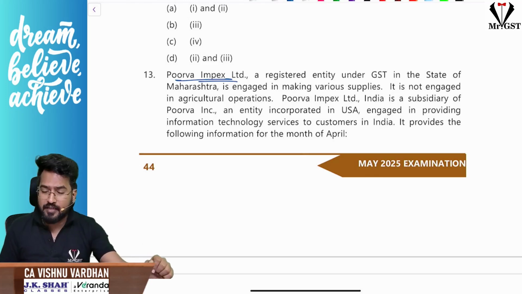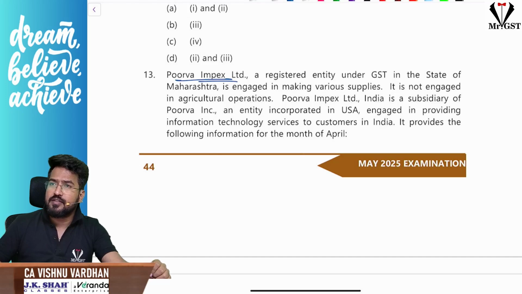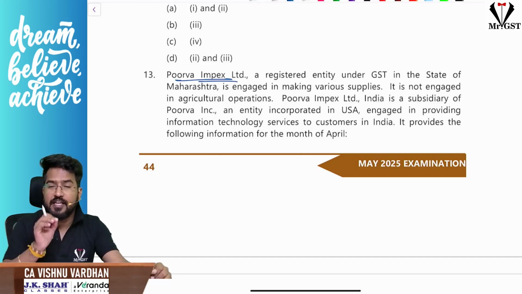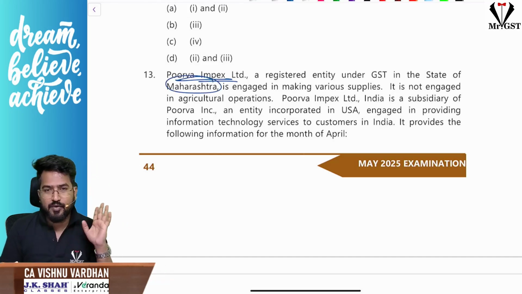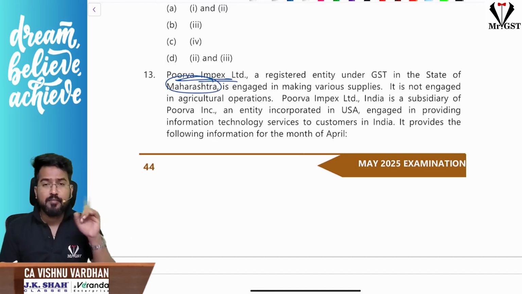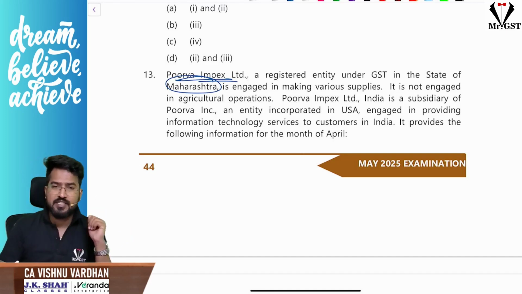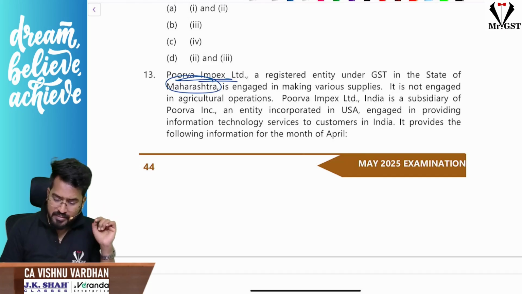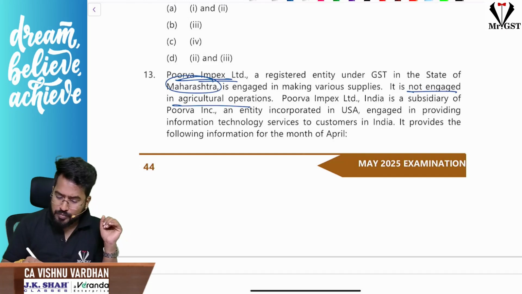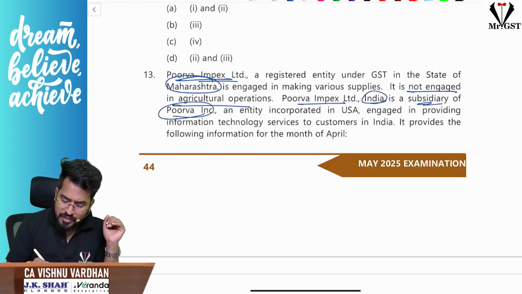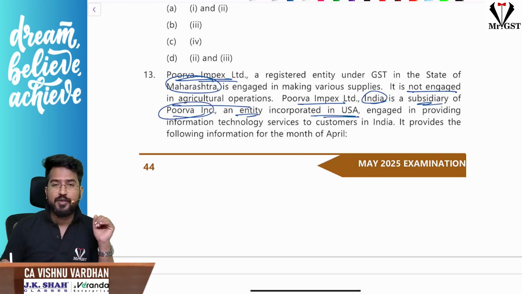The second important thing we have to identify is in which state he is registered. In the given question, he is registered in Maharashtra. The registered state is Maharashtra, because we should understand what is intrastate and what is interstate. So here it is Maharashtra, fine. Now, it is not engaged in agricultural operations, super. Purva Impex Limited India is a subsidiary of Purva Incorporation, an entity incorporated in USA.